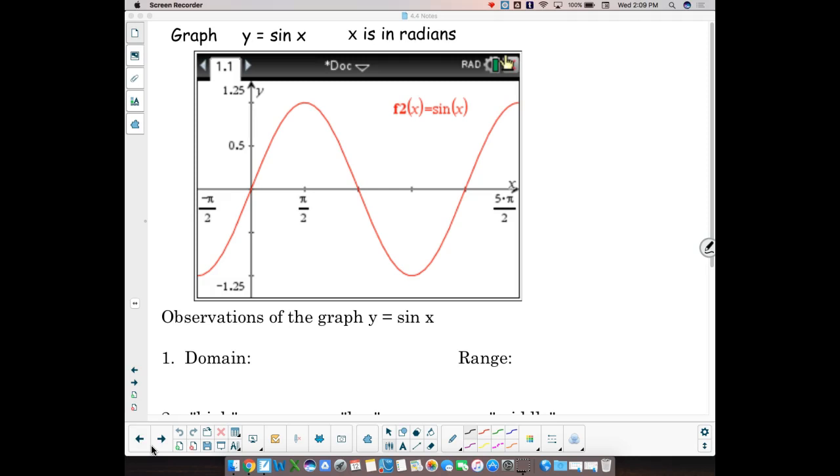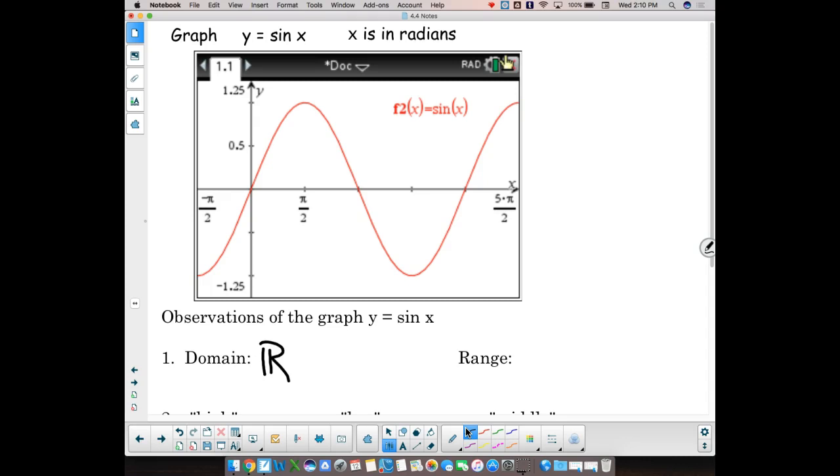Domain. What is the domain of the sine of x? What values of x can I put into sine and get out an answer? Remember, it continues in this pattern all the way for whatever angle, and for whatever angle. All real numbers. The domain here of the sine of x is all real numbers. Okay?